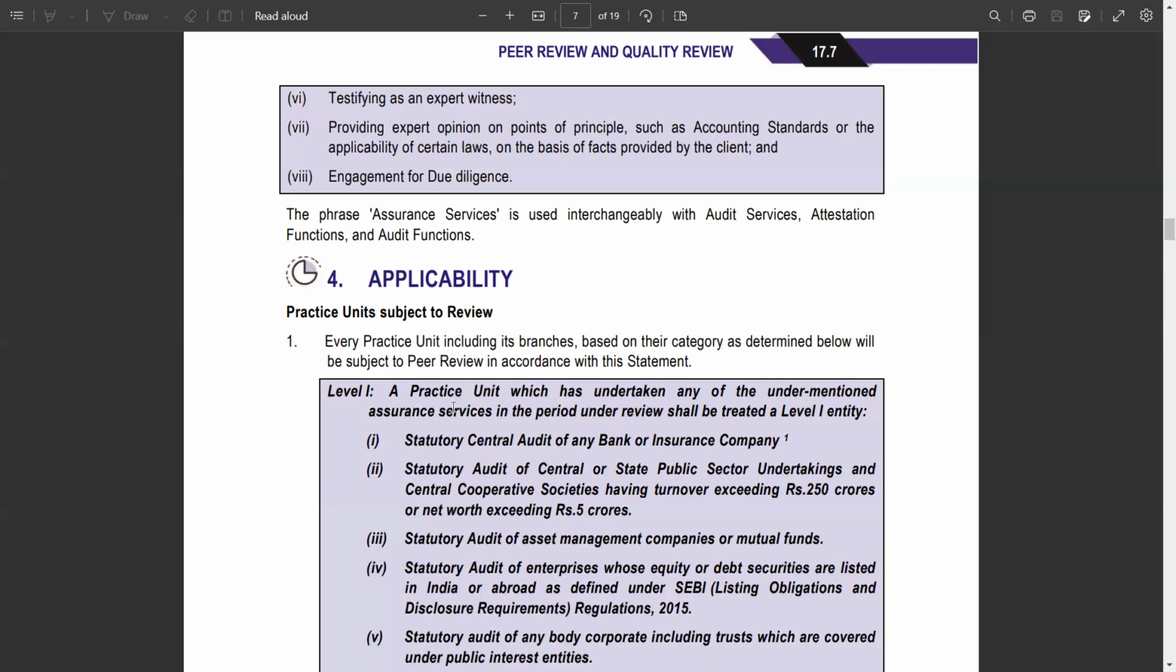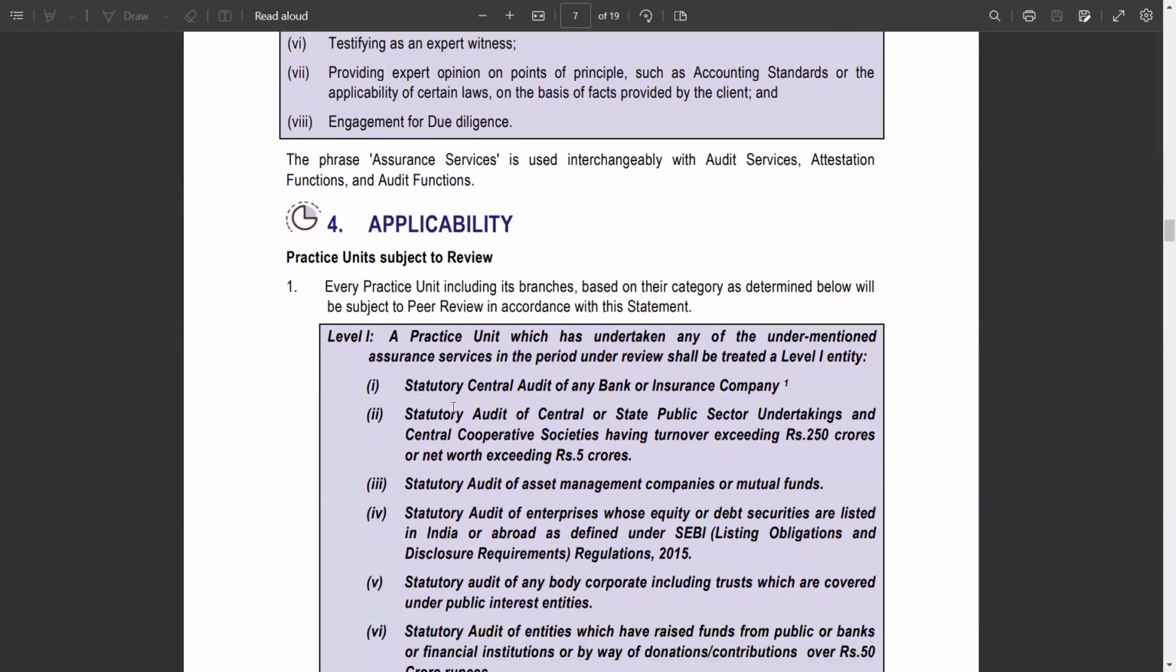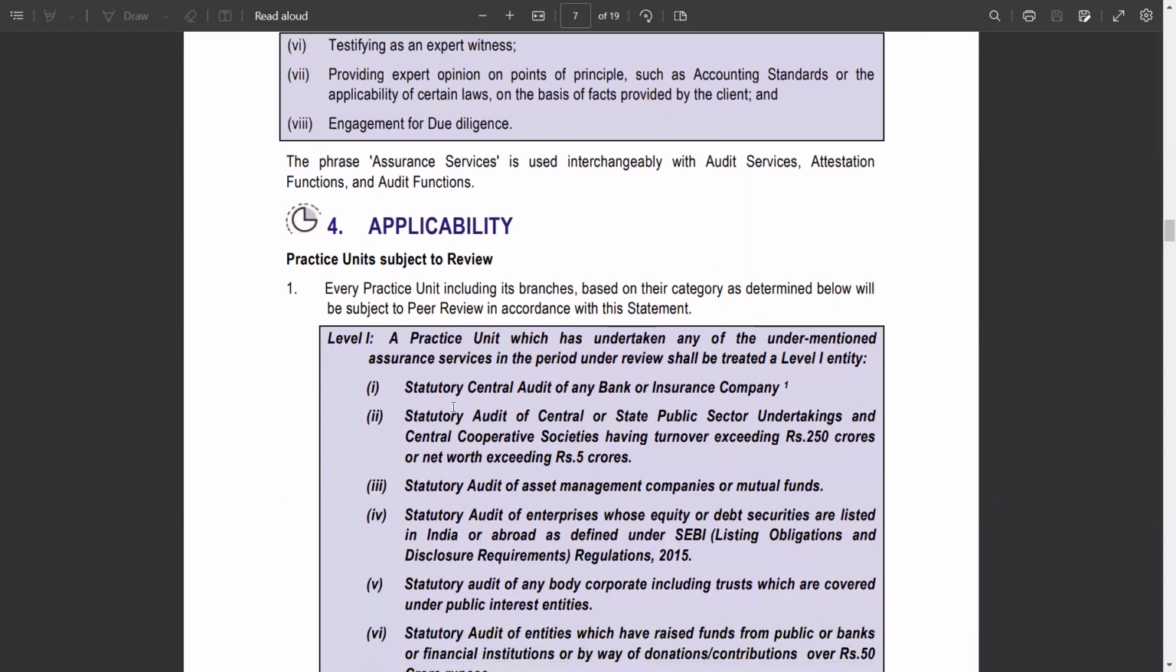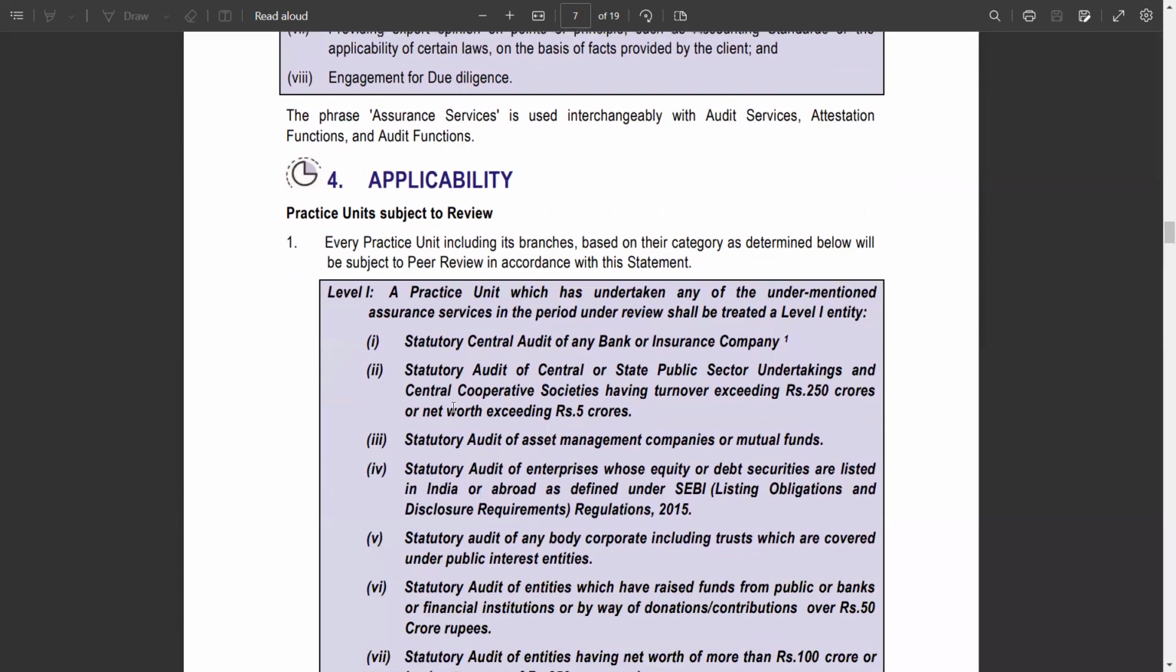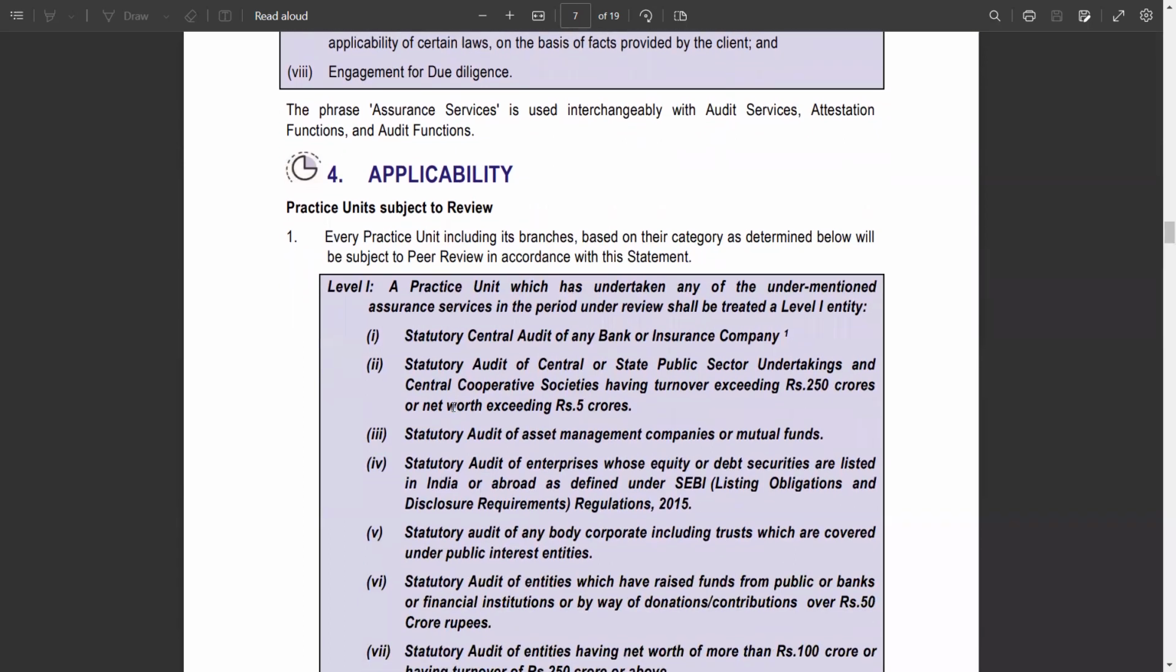If such information is received from a secretary, ICAI, or directorate, or any other regulator, and that information is in the opinion of the board of a specific nature that indicates there should be a special peer review of that particular practicing unit, the council may conduct the special peer review for such practicing unit for such period as prescribed by the board. Now, peer review.